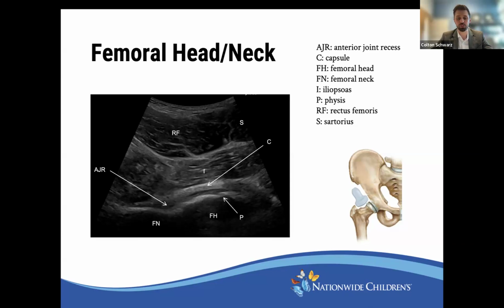And then lastly, I'll just mention you can do a sweep of the proximal femur, femoral neck, and head to look for any cortical irregularity that's suggestive of pathology. In our patient, you can see some subtle cortical irregularity along the distal portion of the femoral head, which is indicative of the physis.